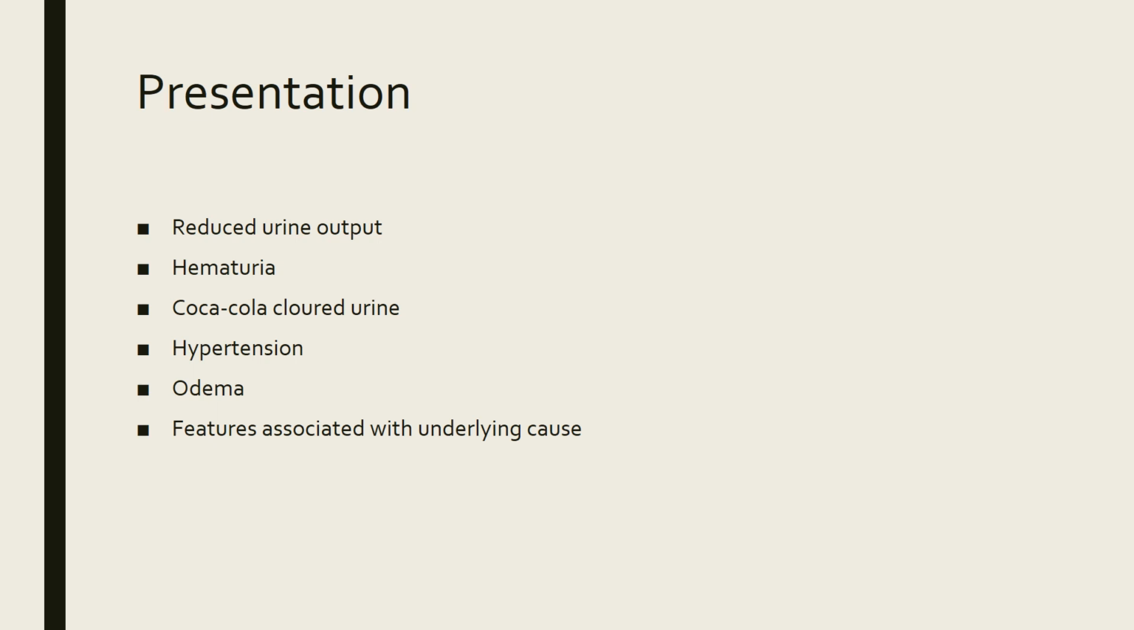Other features that are associated with the primary cause of the nephritis may also be present. So if our patient has HSP as the cause of the nephritic syndrome, we may find purpuric lesions in the gluteal area and the thigh area. If the cause is the lupus, we'll find the malar rash and other features of lupus.